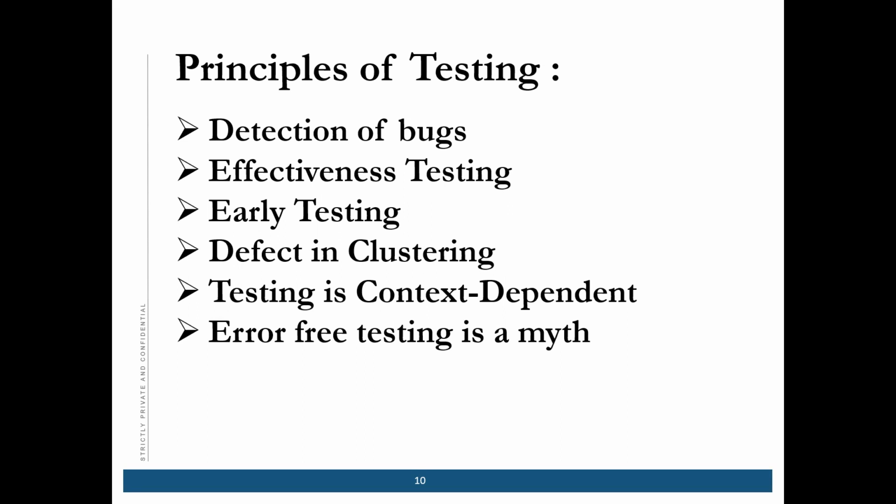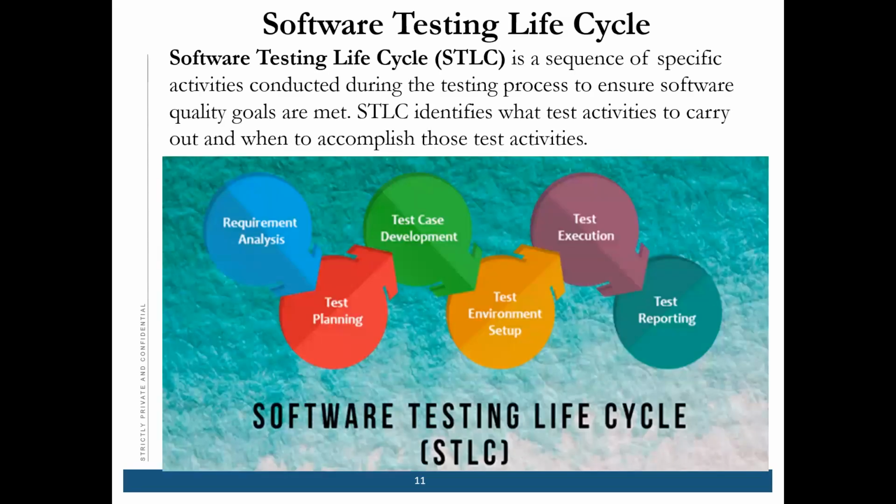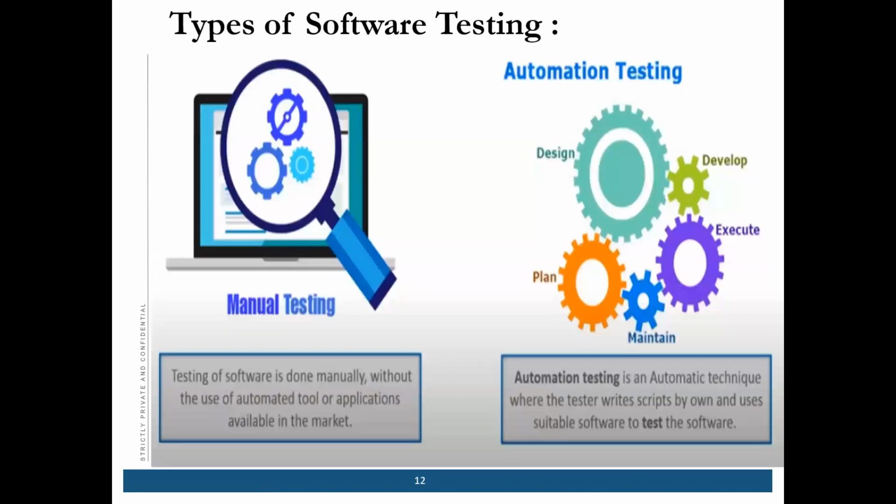Now, moving to this: the software testing lifecycle is a sequence of specific activities conducted during the testing process to ensure that the software quality goals are met. So we are done with the software testing lifecycle. Now, types of software testing.